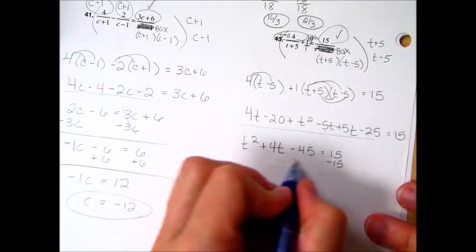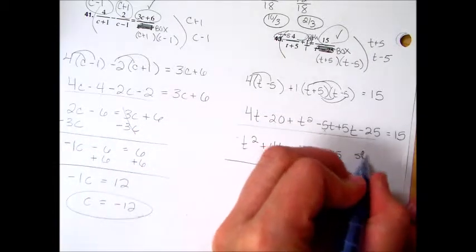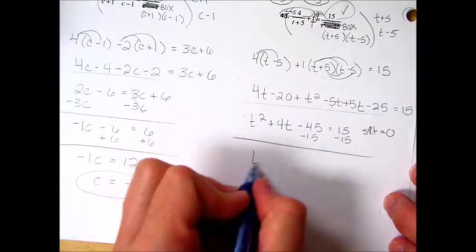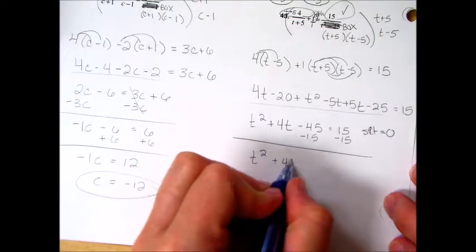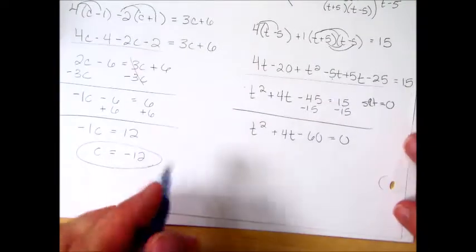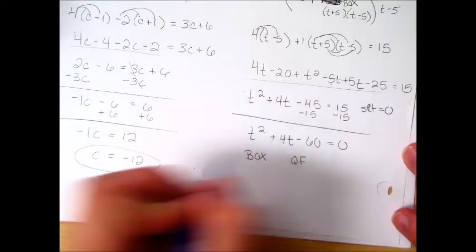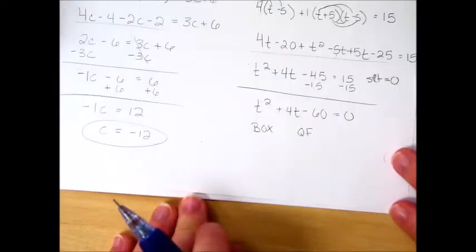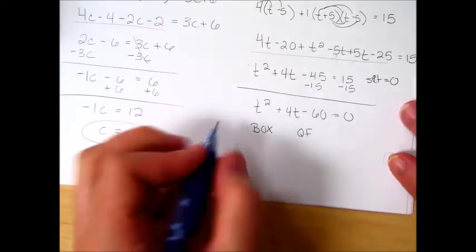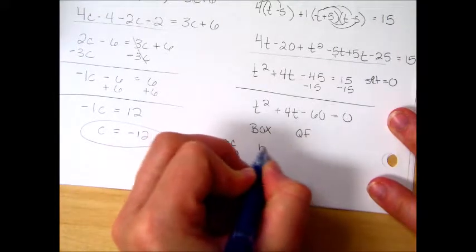Now because I have a squared, I need to set it equal to 0. I'm going to write set equals 0 because it was a squared problem. That's t squared plus 4t minus 60 equals 0. You have 2 options here. You can box this, or you can do the quadratic formula. I've done the quadratic formula twice now, so this time I'm going to choose to box this. A times c is negative 60, and b is 4.